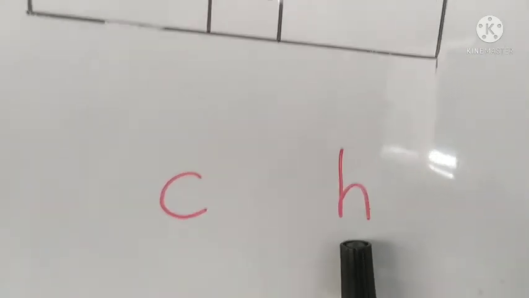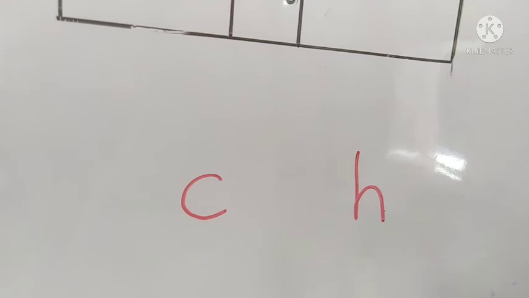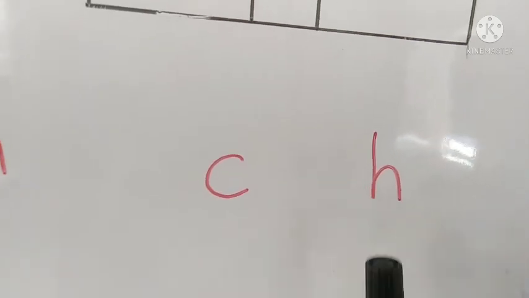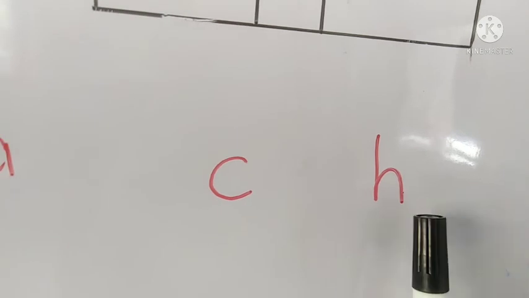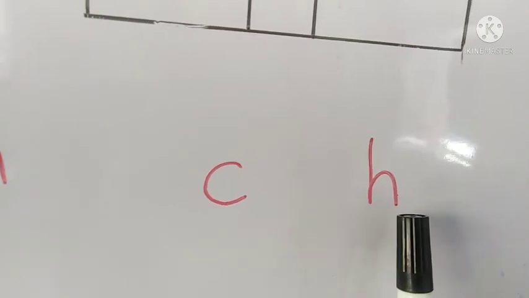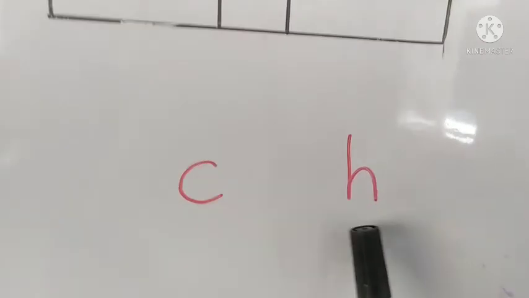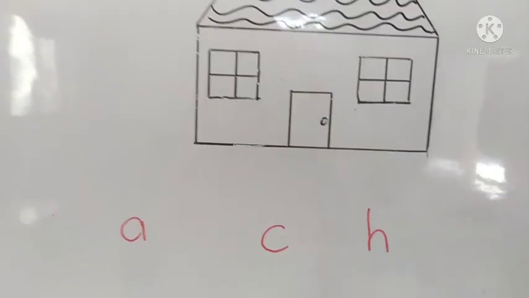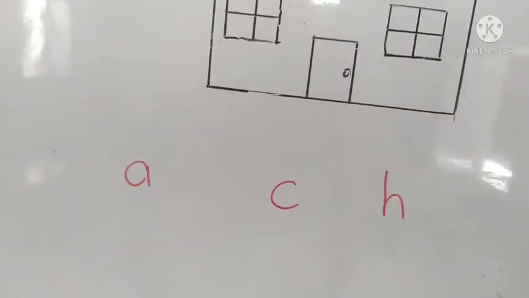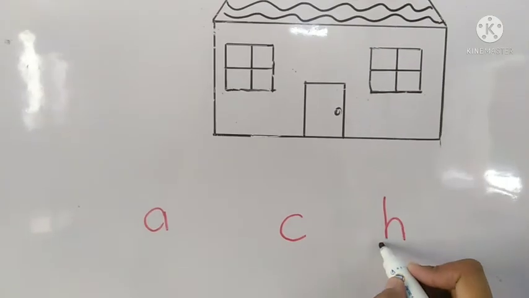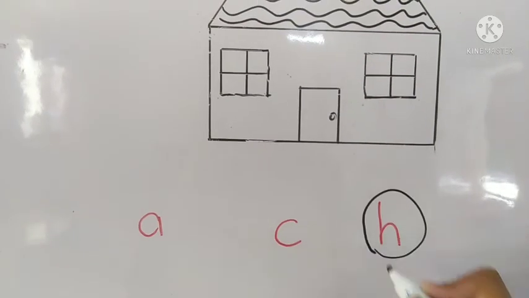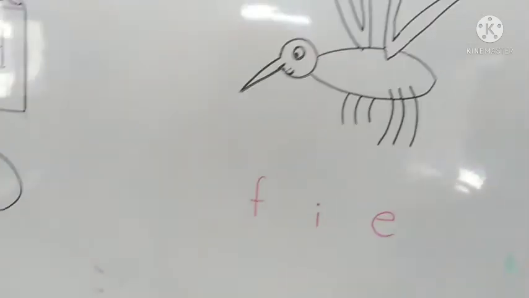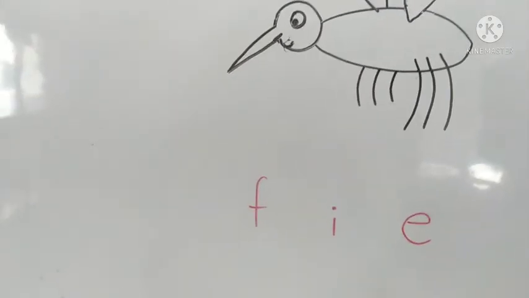Let's see this letter. This is the letter H and its sound is ha, ha, ha. This is the correct letter. H, ha, house. H sound is ha and house initial phoneme is ha. So we will choose this letter H because its sound is ha. H, ha, house. Now let's move towards our next picture.